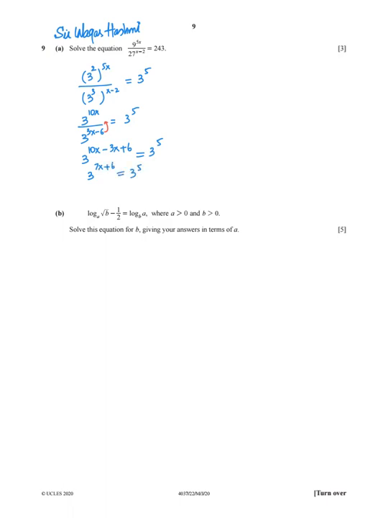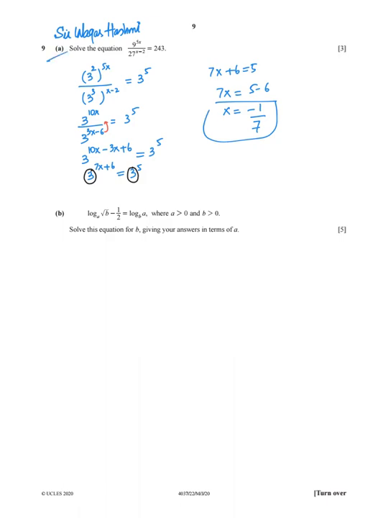On both sides you have the same bases, 3 and 3. That means we can equate the powers. So now it will be 7x plus 6 equals 5. 7x equals 5 minus 6, x equals minus 1 divided by 7. That is your first part answer.